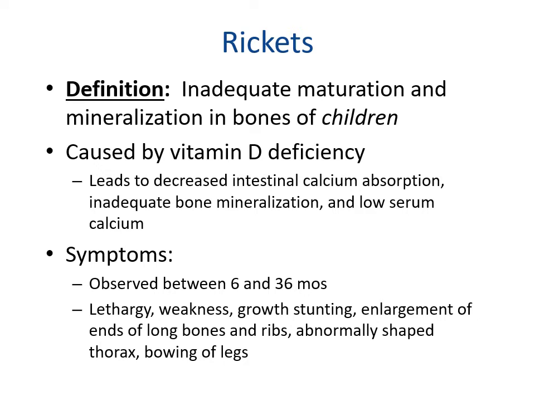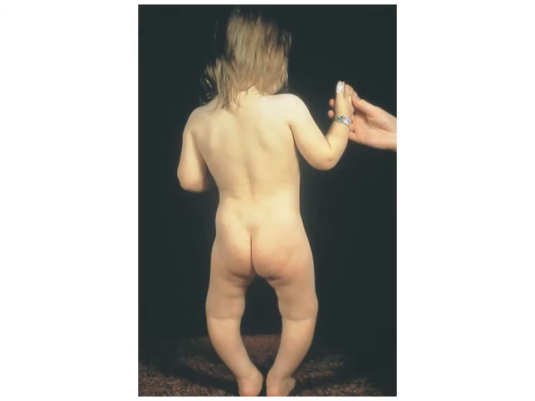Looking at rickets. So this is inadequate maturation and mineralization in the bones of children. This is caused by a vitamin D deficiency. So this leads to decreased intestinal calcium absorption, inadequate bone mineralization, and low serum calcium. And so the symptoms are observed between 6 and 36 months of age, so 6 months to 3 years of age, with lethargy, weakness, growth stunting, enlargement of the ends of the long bones and ribs, abnormally shaped thorax, and bowing of the legs. And so here we can see, right, this bowing. So this is not flexibility. This is actually the bones are so soft that they bend in the shape of a bow.